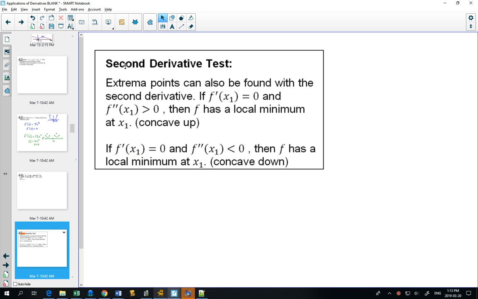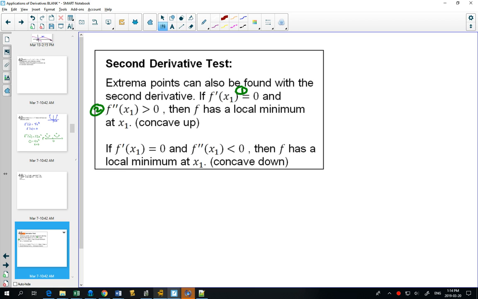The second derivative test uses the second derivative, but again, it finds out if something is a maximum or minimum. So the first thing in the second derivative test is you still have to find where the first derivative is equal to 0. That's the same in the first derivative test and the second derivative test. But in the second derivative test, you then look at the second derivative at that point.